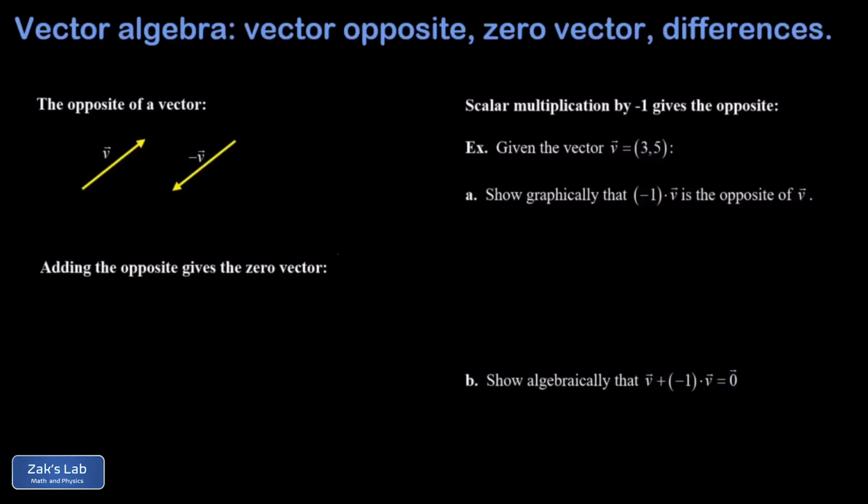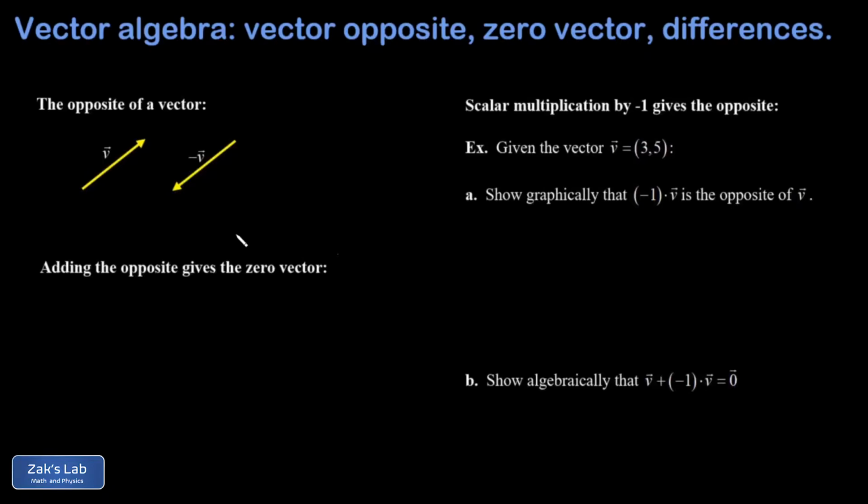In this video, we introduced the idea of the opposite of a vector, both geometrically and algebraically. Next, we introduced the zero vector as the result of adding a vector to its opposite. And finally, we defined vector subtraction as the addition of the opposite. And we learned to quickly visualize vector differences in a geometric way.